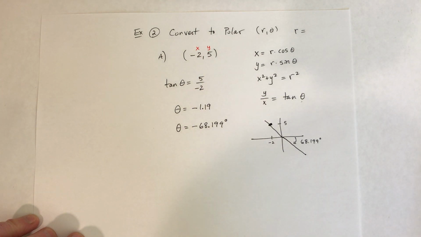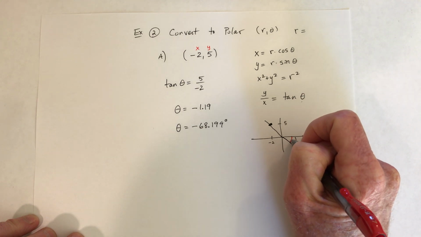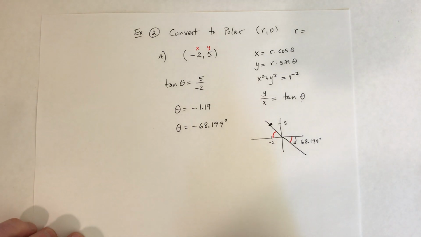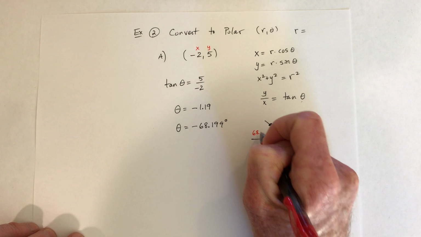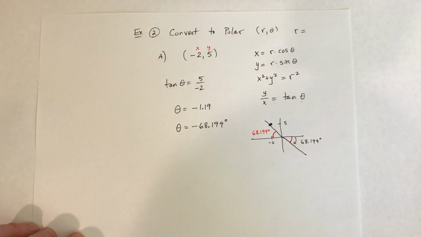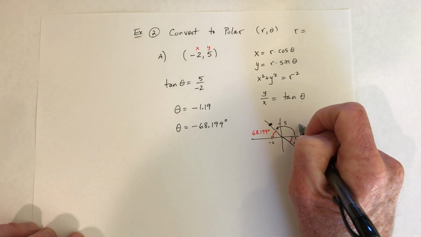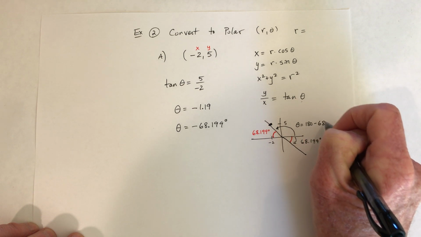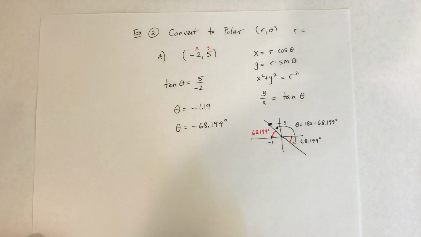So what we need to do is, this angle and this angle are called vertical angles, and they're going to be the same. So that means that this is 68.199 degrees. And then what we really need is going from here over to that. So that means that theta would actually be 180 minus the 68.199 degrees in order to get into the second quadrant.